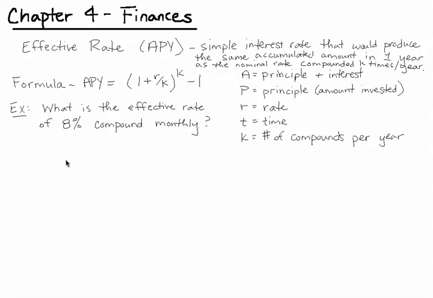And again, we are plugging this into our formula. R is 0.08 and K is 12 because it's compounded monthly. And we'll find out what this is. 0.08 divided by 12 is 0.006667. It repeats. And I'm having to round this on the computer, but it's important to keep all of your decimal places when you're calculating.